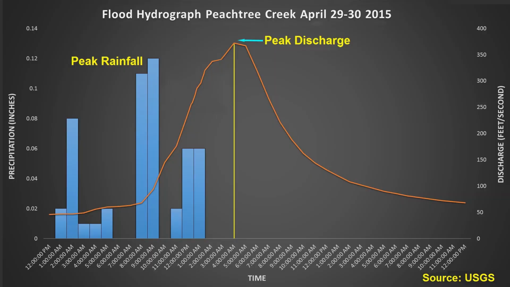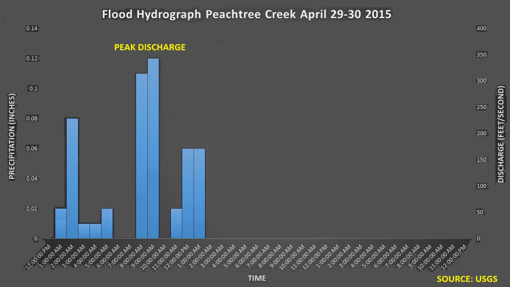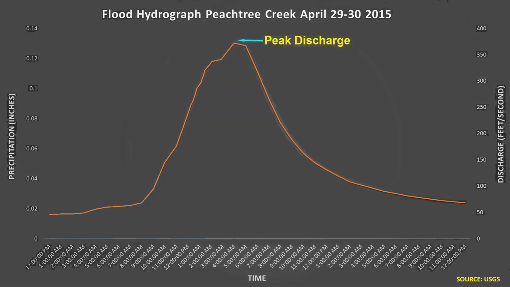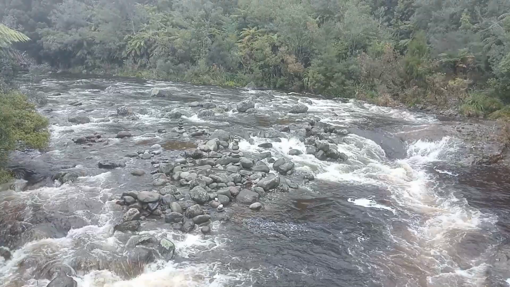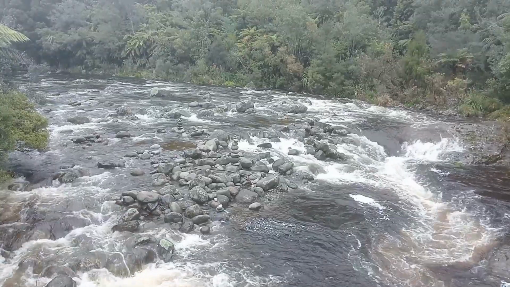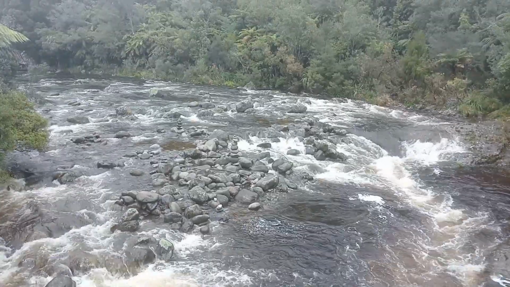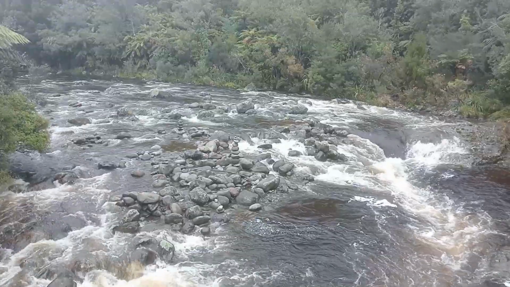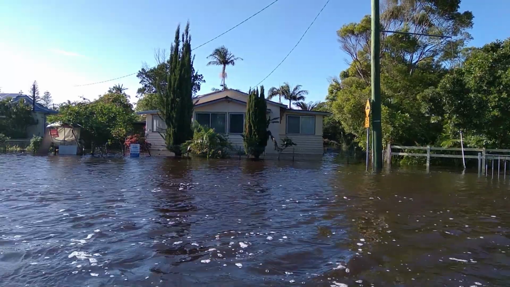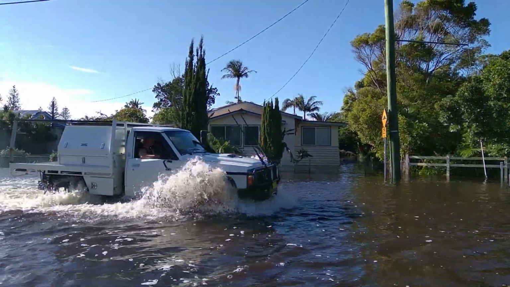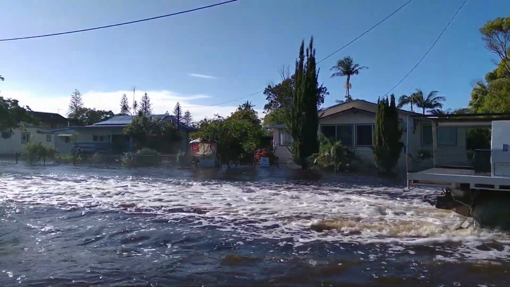This discharge of a river can be displayed on a graph called a flood hydrograph. This graph displays the amount of rainfall as a bar graph, and then the discharge of the river as a line graph. Flood hydrographs are useful in predicting how a river will behave during a time of intense rainfall. Flood hydrographs are a useful tool for local authorities who oversee planning flood prevention.